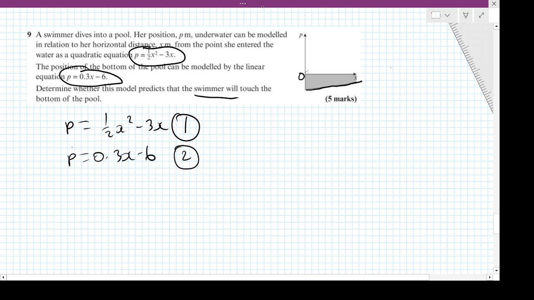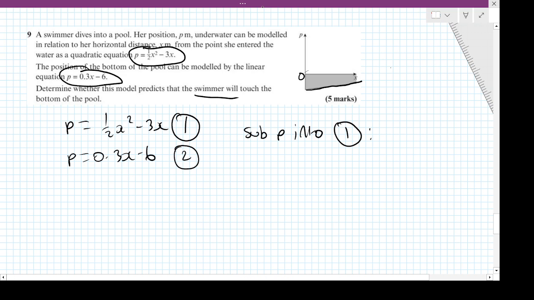Well, we can substitute p, right? This value of p into equation 1. So let's do that then. So we're going to sub p into 1. So we solve it, we're just substituting like we always do with quadratic simultaneous equations. Nothing new there.